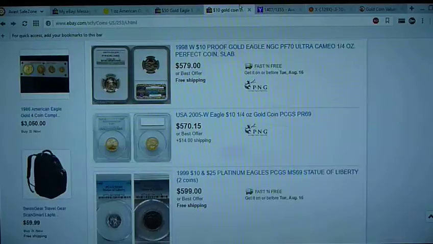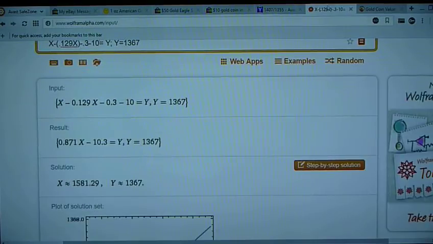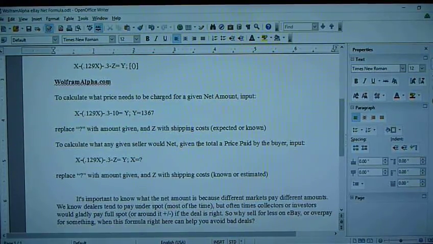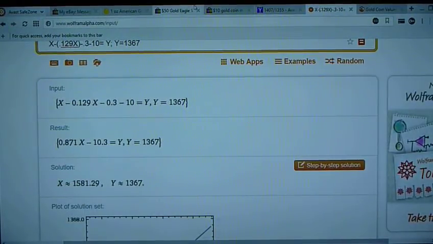Ignore these numbers. But on this page. But that's the point of plugging in this little semicolon and y equals that. So to calculate what any given seller would net for a given price, you would put x equals whatever, not y equals whatever. And that'll give you the total price paid by the buyer. To calculate what any seller would net, so let's say this coin right here.